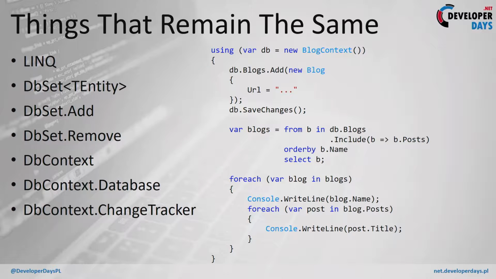So the syntax of LINQ queries is the same. There is nothing changed about it. Also, the API of DbContext, so the DbContext class, is the same. DbSets have the Add and Remove methods. It's also the same as it was. The DbContext Database object, which you could use to set some configuration values on the database or call SQL queries manually, and the DbContext ChangeTracker are also the same. There are not many changes, some small APIs missing, but the most important features are here.